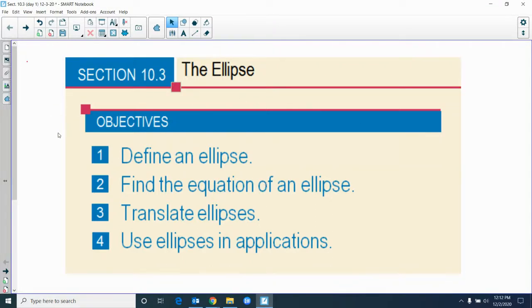For the ellipse, I think you know what it looks like. It's an oval. But we're going to come up with the equation of an ellipse. We're going to graph the ellipse. We're not really going to translate ellipses. We're not too concerned about that. And we're also going to go over some applications, but that'll probably be tomorrow.